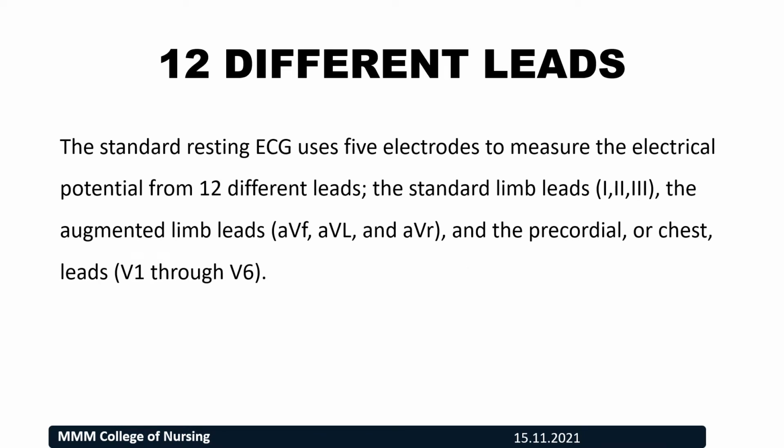There are 12 different leads, as you all know: the limb leads, lead 1, lead 2, lead 3, and the augmented limb leads AVF, AVL and AVR, and the precordial or chest leads V1 through V6.